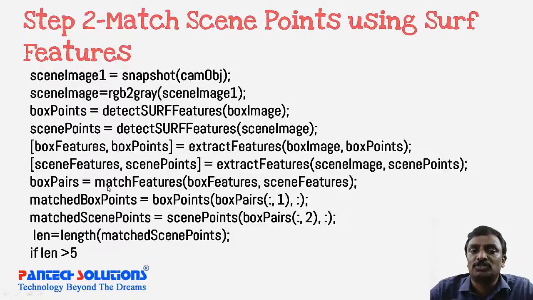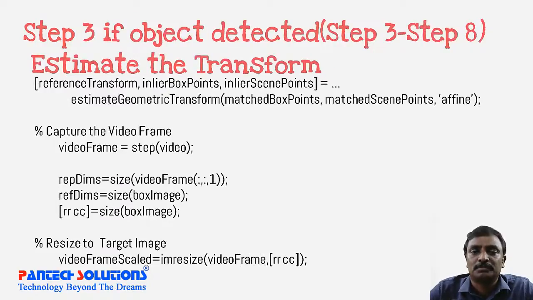You have to match the features from the box, because you are going to find out the same object from that scene. Okay, so you will get the pair. Box pair is nothing but the pixel locations where you got the matched points. So you take the length of the matched points. If there are more than 5 matched points, then the object is recognized, else the object is not recognized. If the object is recognized, you have to go to this code.